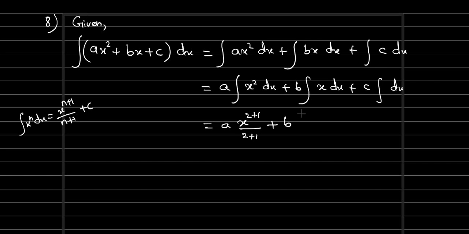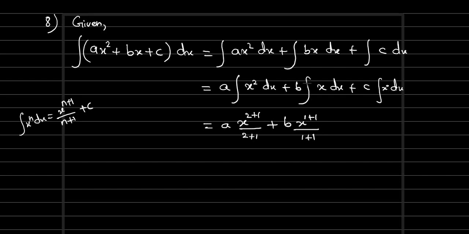Next, plus b. Here what is the power of x? 1. So the power of x is 1. Now as per the formula, we add 1 and the same power has to be repeated in the denominator. Okay, now integral dx is what? Integral dx, nothing is there, it's 1. It has to mean 1, then x power 0, right? x power 0 is 1.